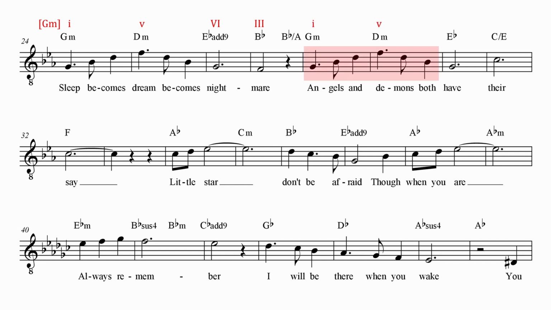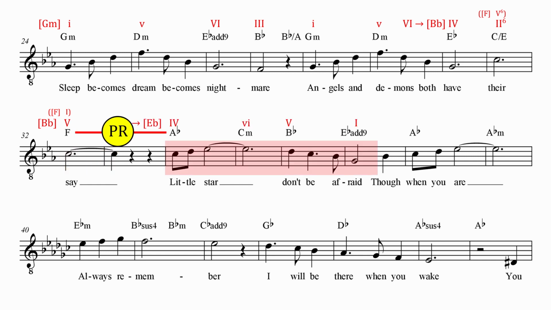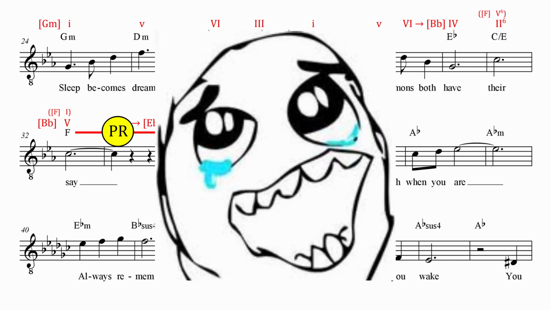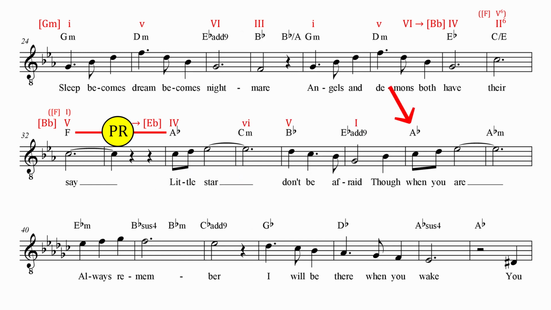Then there's the cadence to the 5th scale degree. And the PR shift again, like in the verse section. And I'd guess everybody expects the second PR shift.